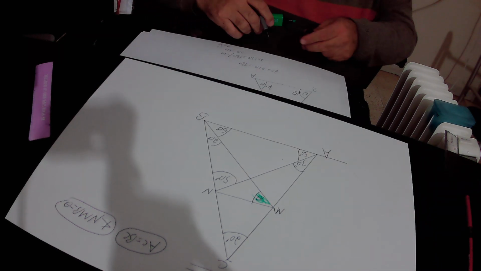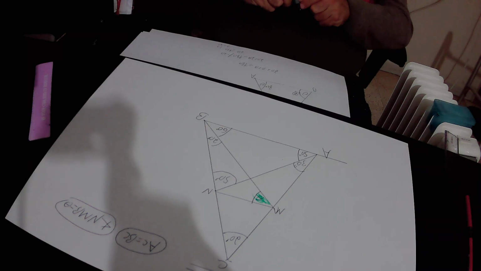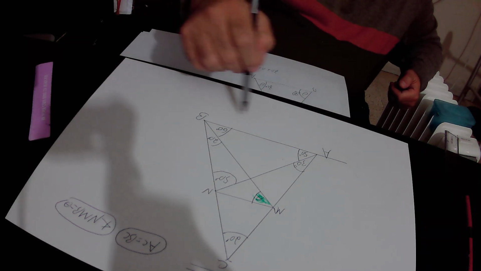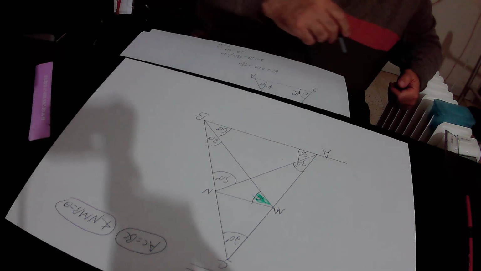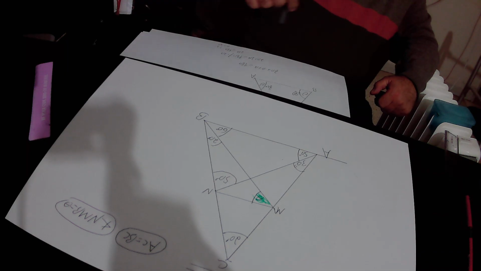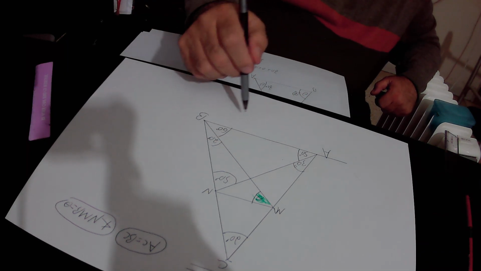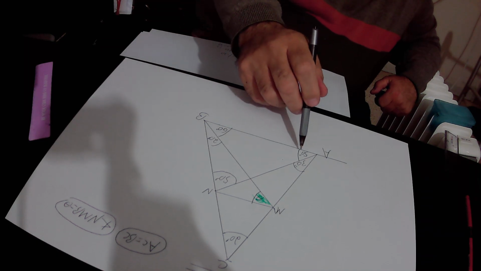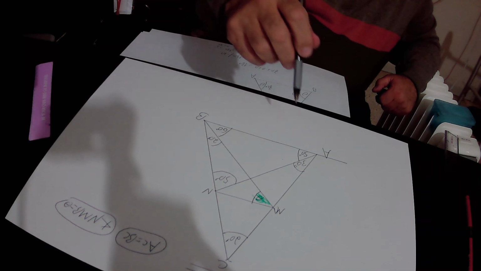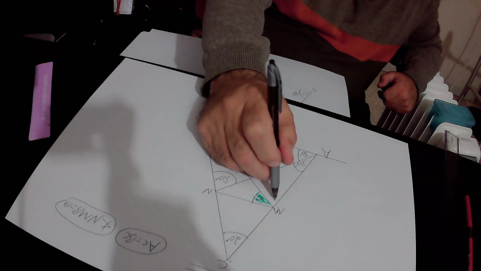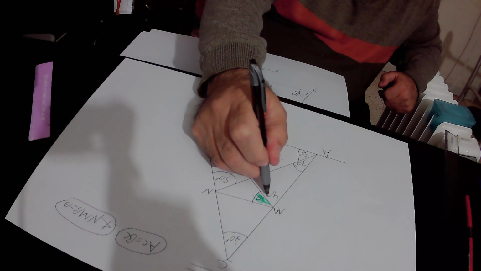In the next step, we focus on triangle AMB. In this triangle, the sum of the angles must be equal to 180 degrees. Which angles do we have in this triangle AMB? This angle equals 60 degrees. This angle equals 80 degrees. 60 degrees plus 80 degrees is 140 degrees. So the missing angle must be equal to 40 degrees.